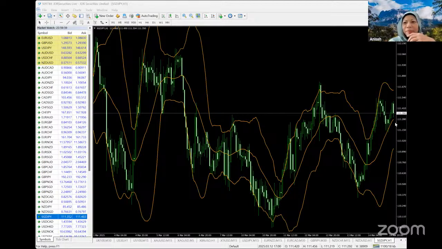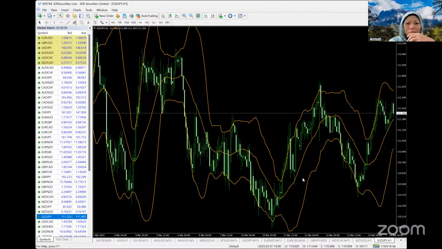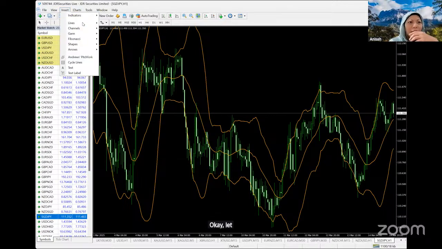Okay. I'm gonna start with Singapore dollar yen. Currently it is making a bit of sideways. In terms of trend structure, there are no higher highs, so the trend could be reversing. Let us put in the Fibonacci.